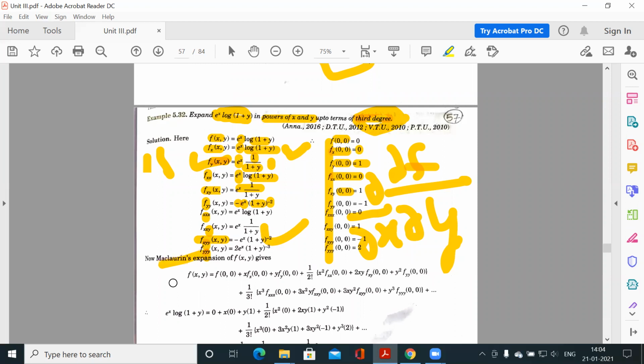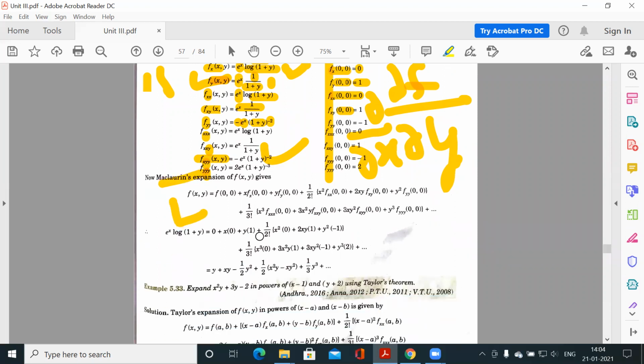So Maclaurin series is this. This is your formula. Substitute all the derivatives, you will get the required expansion. So clearly, you can see this is in powers of x and y.